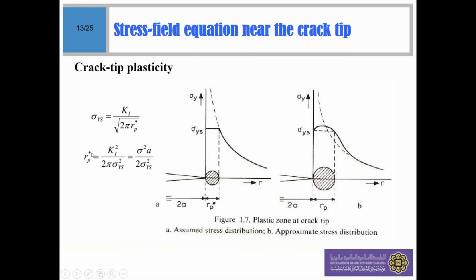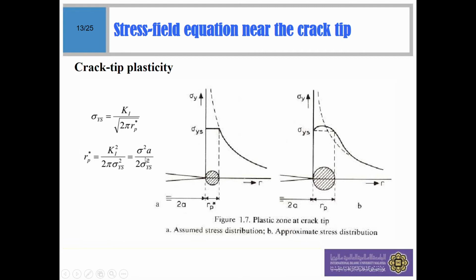Okay, Rp can be measured, or you can calculate that by using this equation. So you just substitute what is K1, what is 2, what is pi, what is sigma yield stress of that particular material. You can get what is Rp.